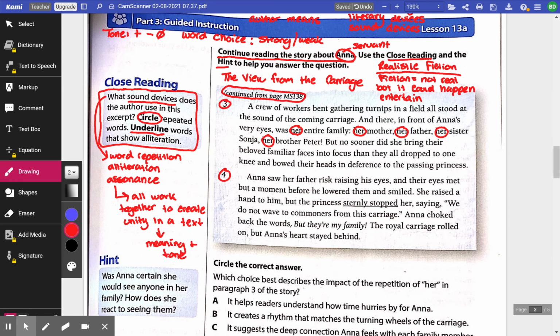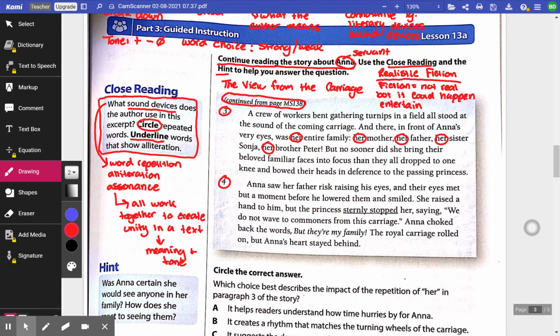So, why do you think the author would want to repeat this word, "her"? What belongs to Anna? Well, it's talking about her family here. It's pointing out each individual member. She's getting to see her entire family. She's getting to see her mother, her father, her sister, and her brother. So we know that this family, her family, is important to her. So the author is trying to help us understand that Anna's family is very important to her. So this was really our only example of word repetition, the most important one for sure.